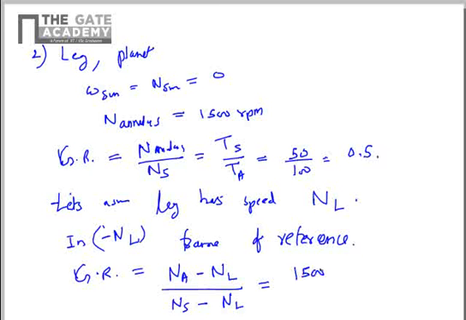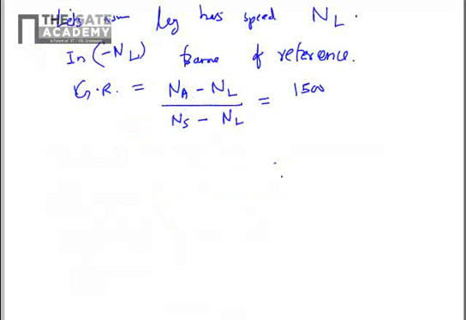The annulus speed is 1500 rpm, and it was provided that the annulus is clockwise, so we take plus 1500 rpm. Then we will take NL, which has to be determined. The speed of the sun is 0, so 0 minus NL equals the gear ratio, which is 0.5, that we just derived.